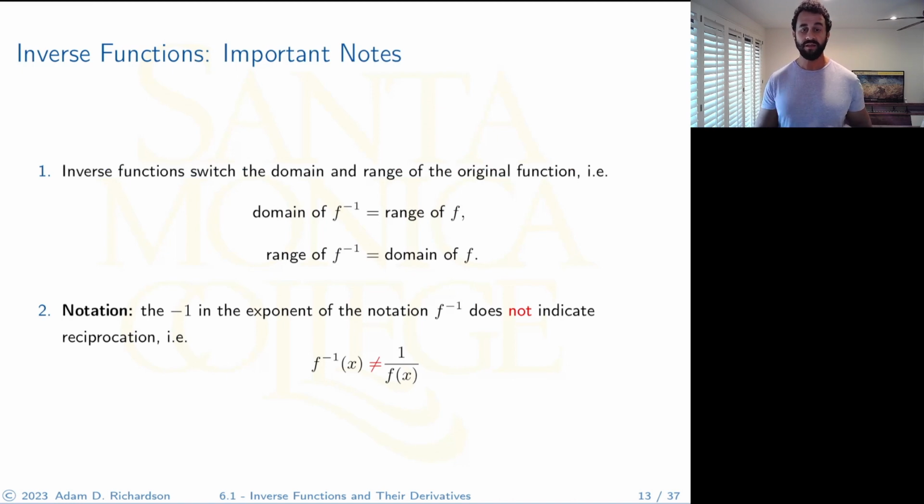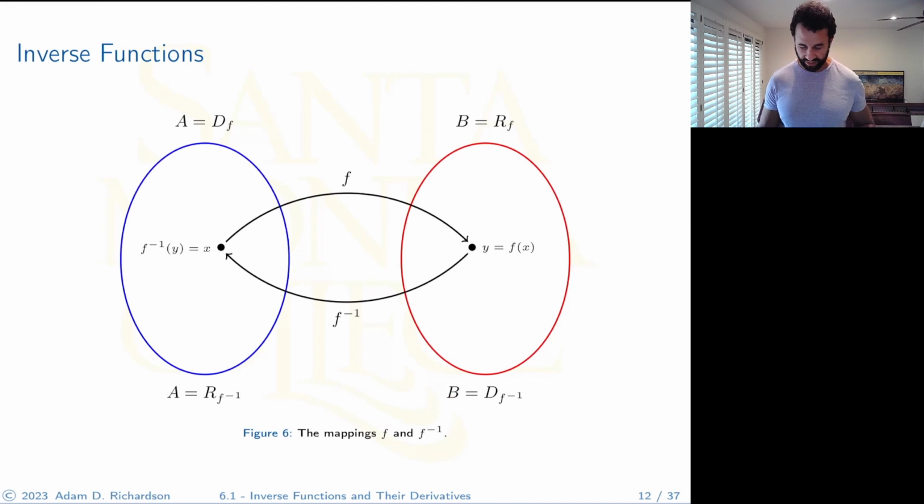Okay. So a couple of important notes. One thing, inverse functions switch the domain and range of the original function. So the domain of the inverse is the range of the original, and the range of the inverse is the domain of the original. So domains and ranges are switched, and you can see that in this picture, right? Here, B is the domain of f inverse, and A is the range of f inverse. Everything's getting switched.